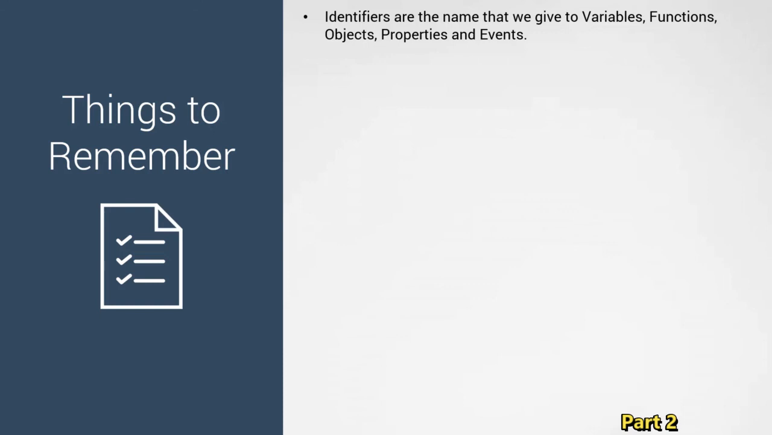Welcome to the lecture on things to remember. Let's do a quick recap of what we have learned in this section. Well, we started off with identifiers, and identifiers are the names that we give to variables, functions, objects, properties, and events. Then we looked at the roles of identifiers and how to write identifiers.